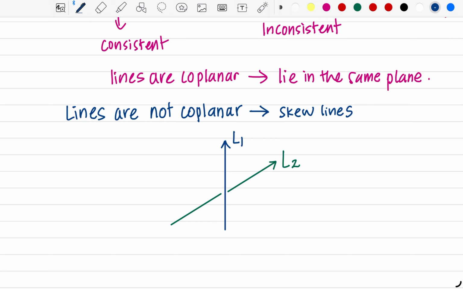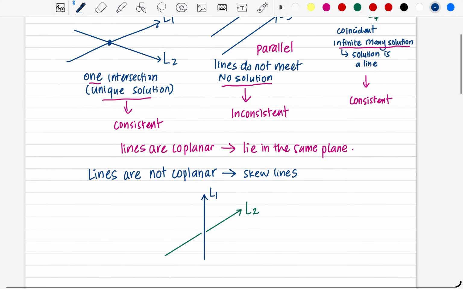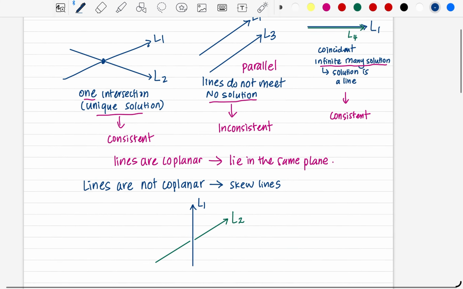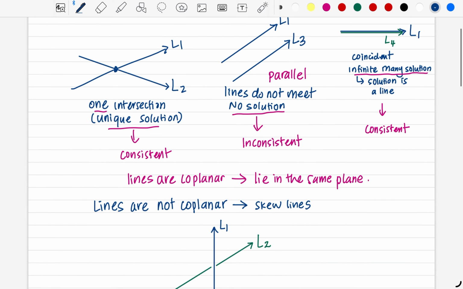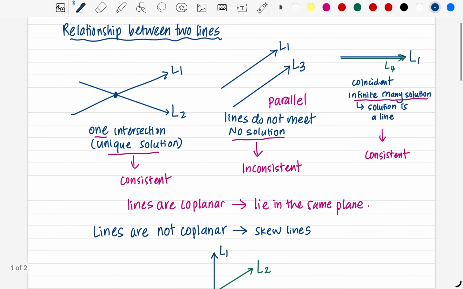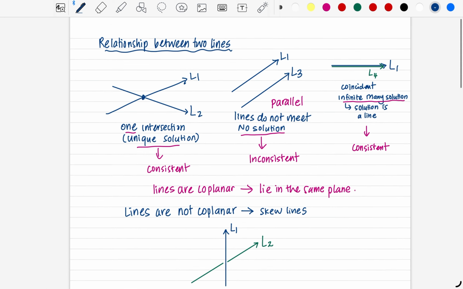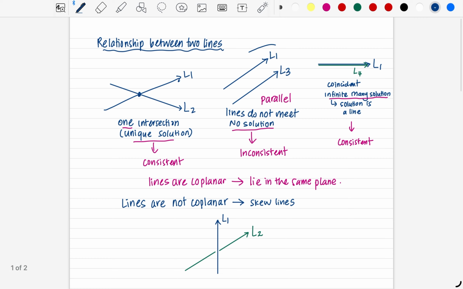We will have a video to deal with skewed lines, and we want to find the shortest distance between skewed lines. So I have shown you one video, how do we find the distance from a point to a line. And the next video, I'm going to discuss how do we find the shortest distance between two parallel lines. See you there.